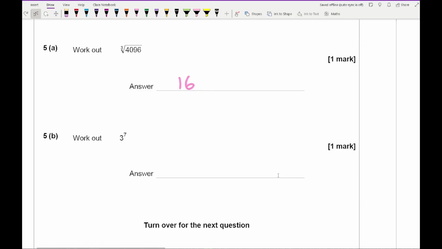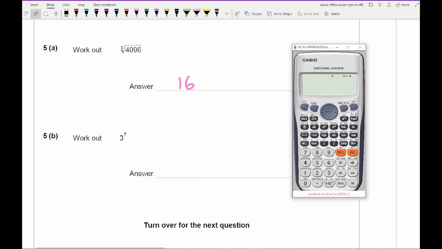The same thing applies with 5b, so it says work out 3 to the power of 7. So on the calculator all I need to do is type in 3, then the universal power button, press 7, and I get an answer of 2187.